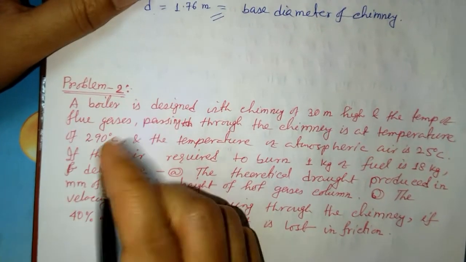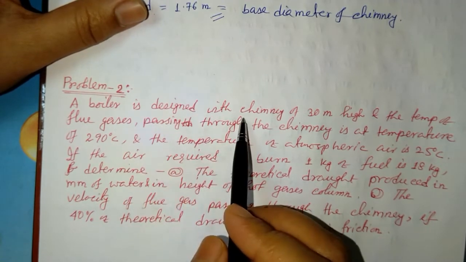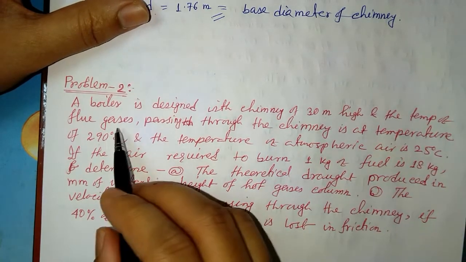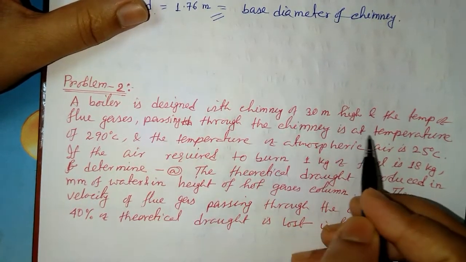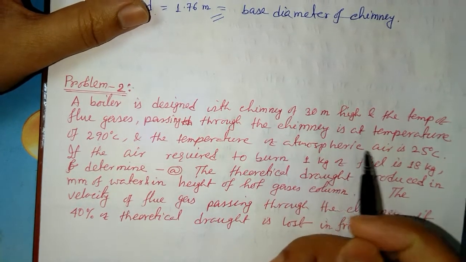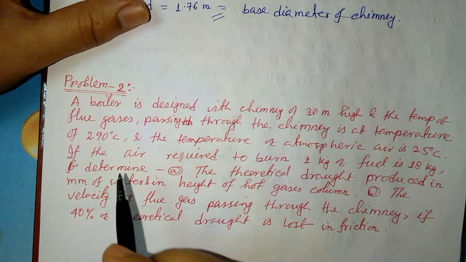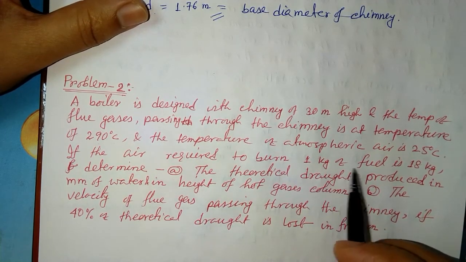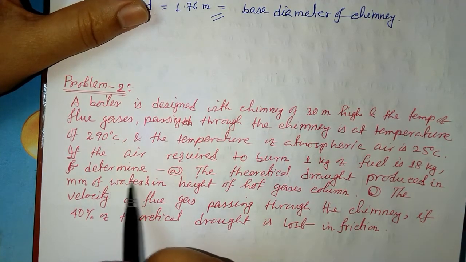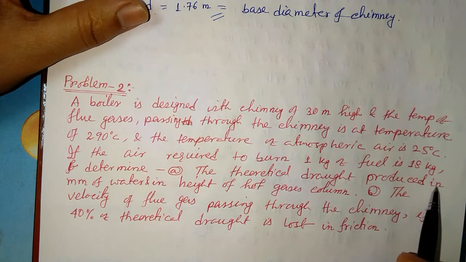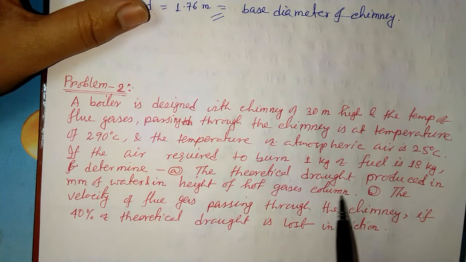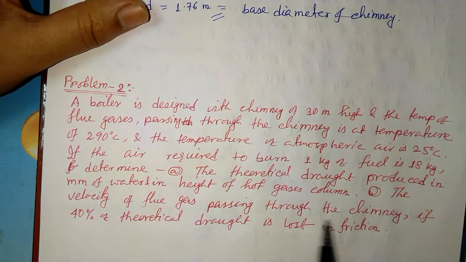So we have problem 2. Here a boiler is designed with a chimney of 30 meter high, and the temperature of the flue gases passing through the chimney is 290 degrees centigrade, and the temperature of atmospheric air is 25 degrees centigrade. If the air required to burn 1 kg of fuel is 18 kg, here the value of m is given. Determine the theoretical draught produced in millimeter of water, in height of hot flue gases, and the velocity of the flue gas passing through the chimney.